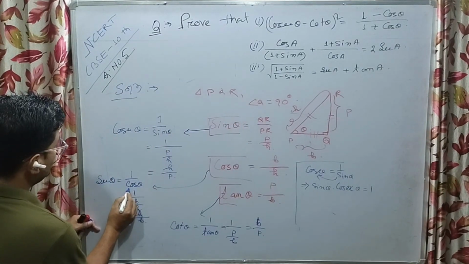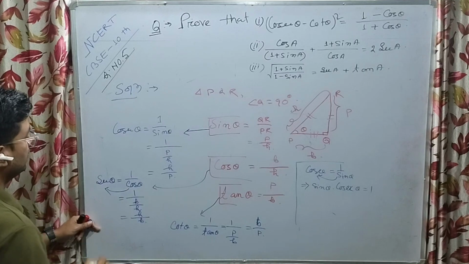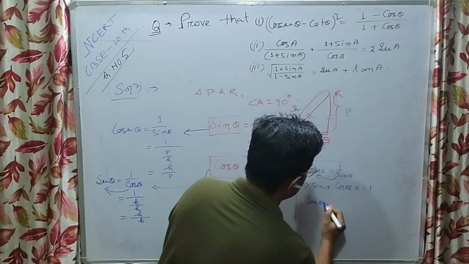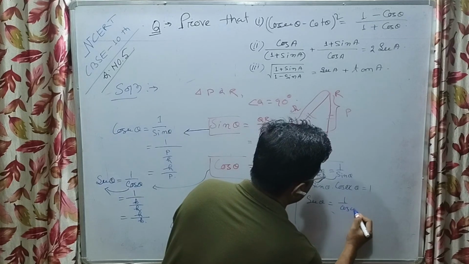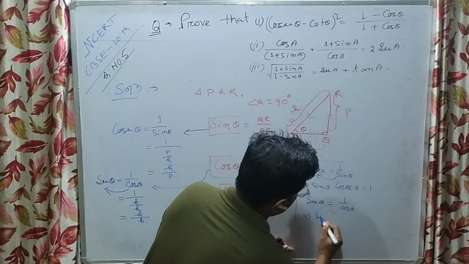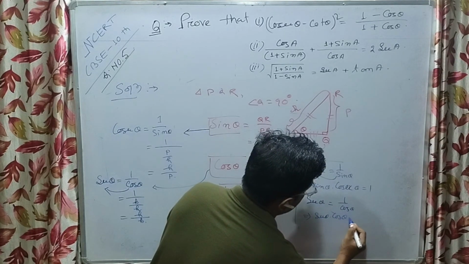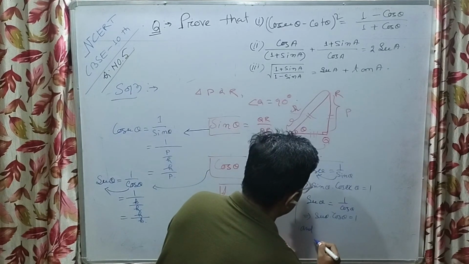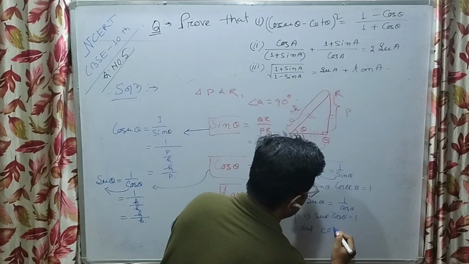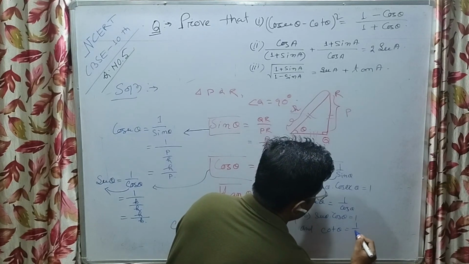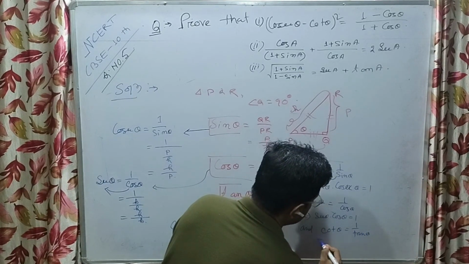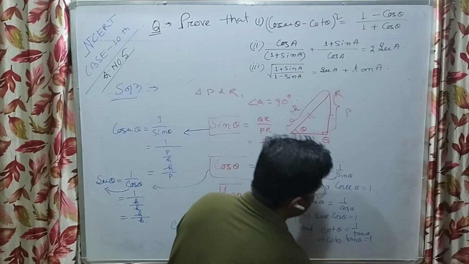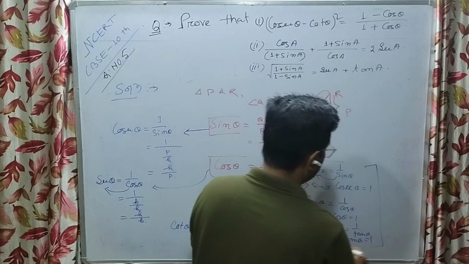Similarly, cos theta into sec theta is equal to 1. Sec theta is equal to 1 by cos theta. This implies sec theta into cos theta is equal to 1. And third one, cot theta is equal to 1 by tan theta. This implies cot theta into tan theta is equal to 1.